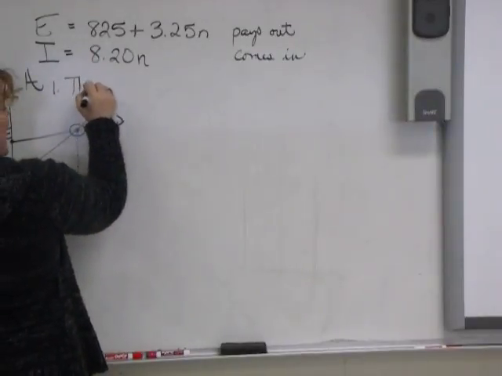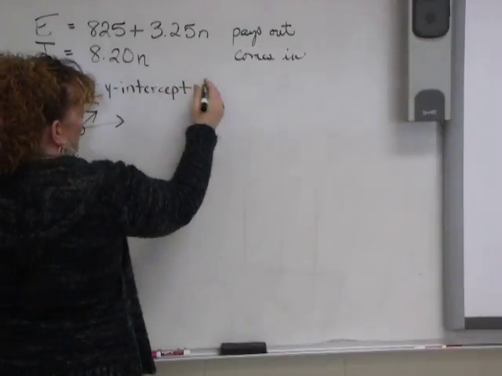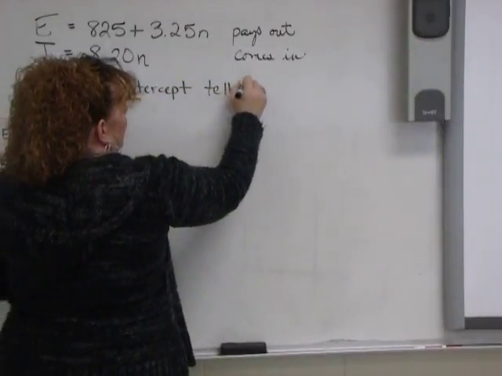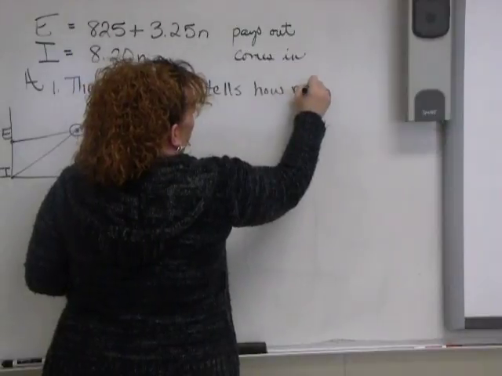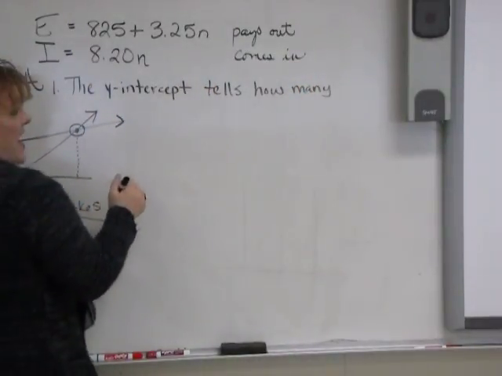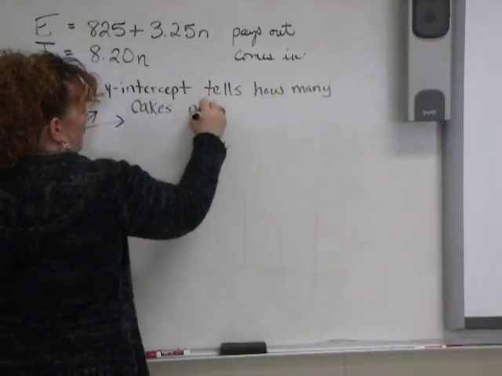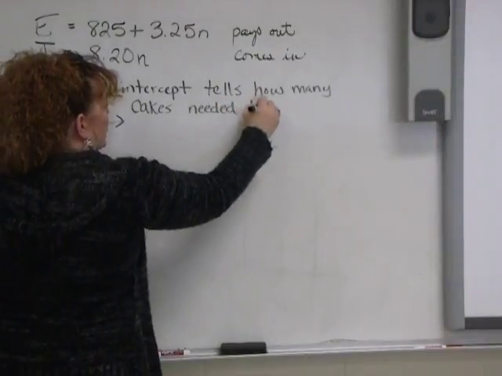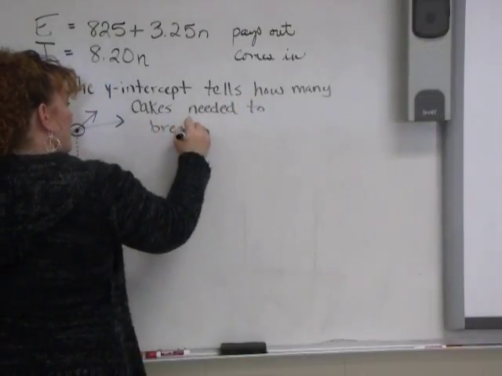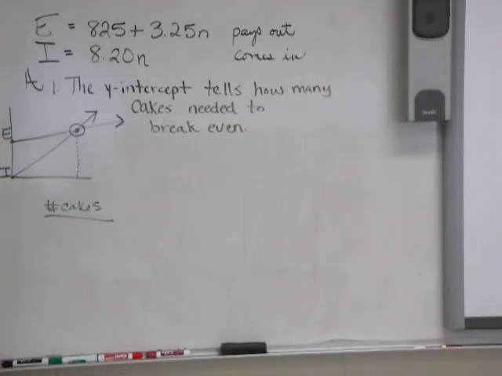The y-intercept here tells how many cakes needed, because down here that's the number of cakes. How many cakes needed to break even. When you're bringing in enough for what you've got to pay out, where you will equal 0.